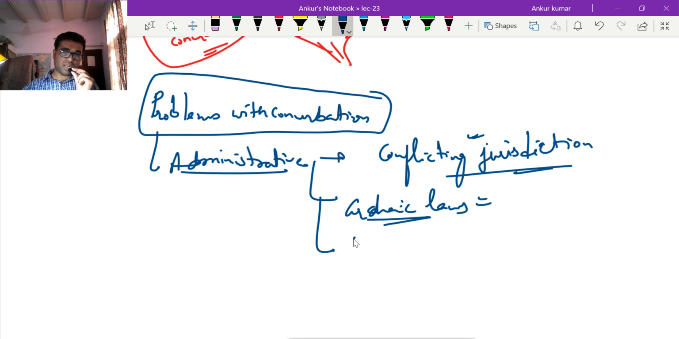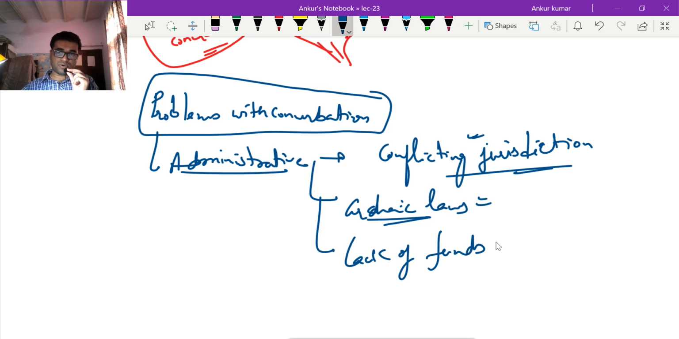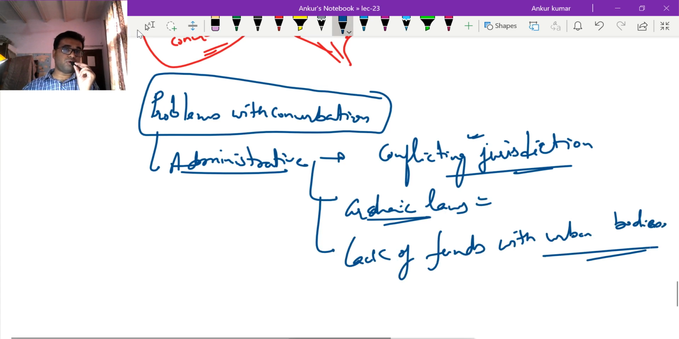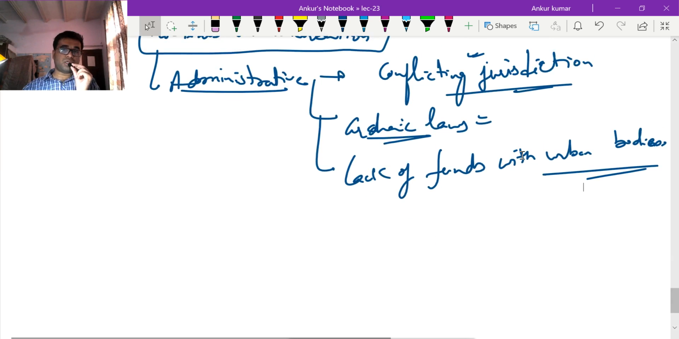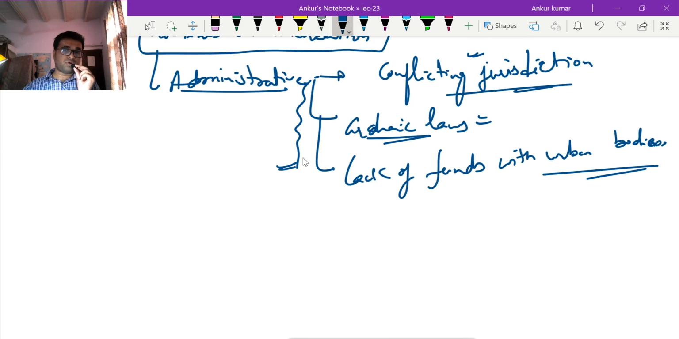And the next problem is the lack of financing, lack of funds with the urban bodies. This is the main problem in India with urban body governance, because for most of the urban bodies in India, their own revenue is very less, almost nil. So they depend on the vertical fund flow from the state or the center. This again creates a number of problems for the city's governance. This is the administrative problem.